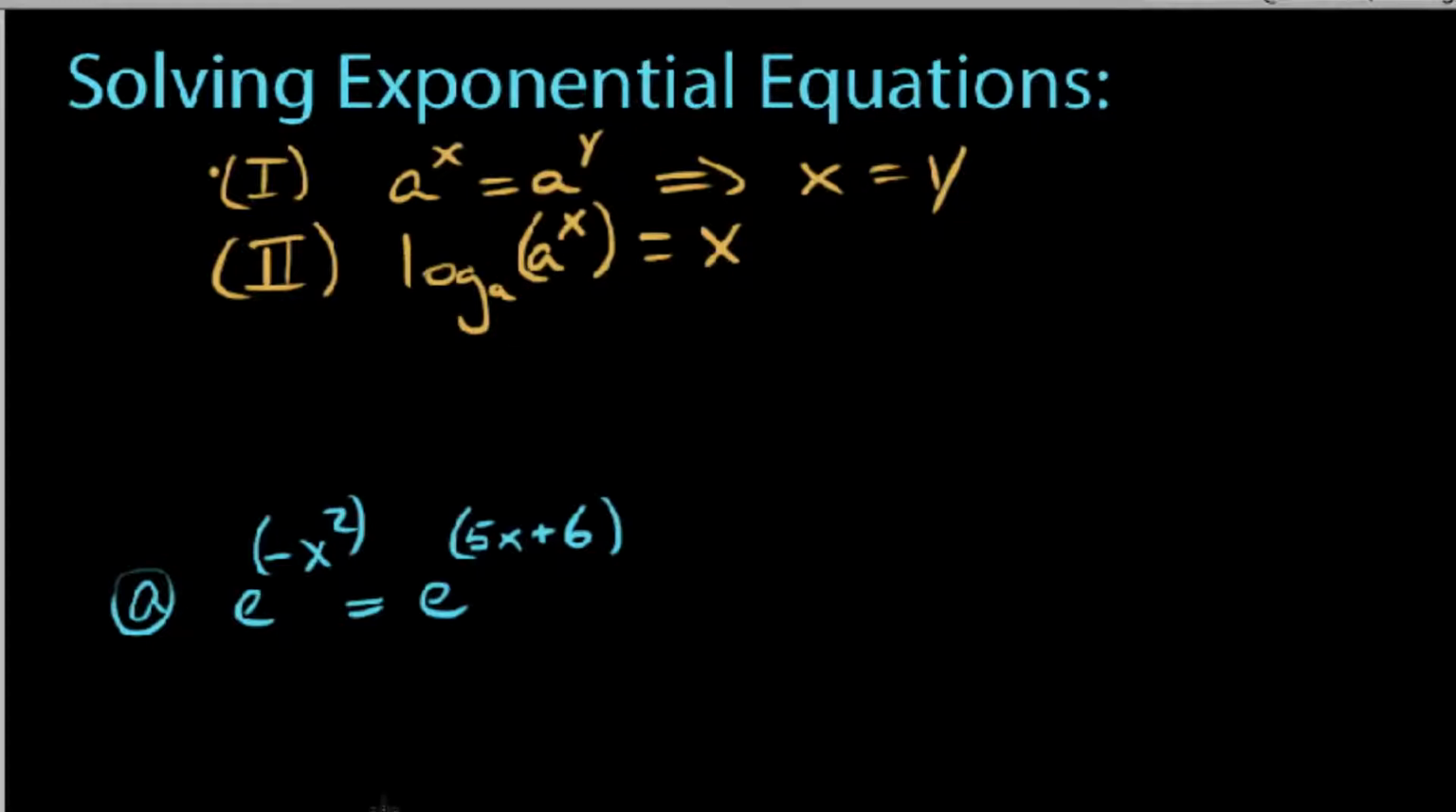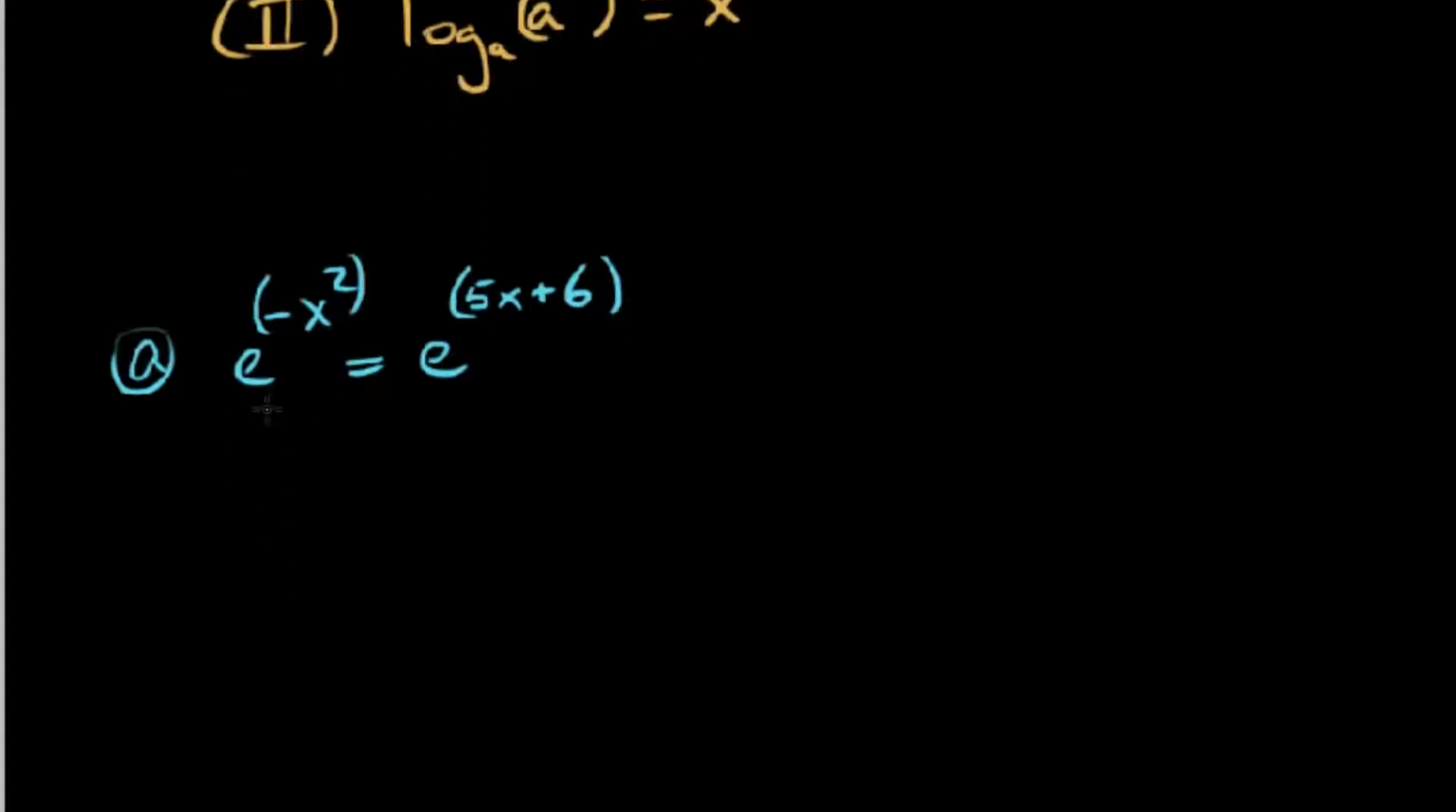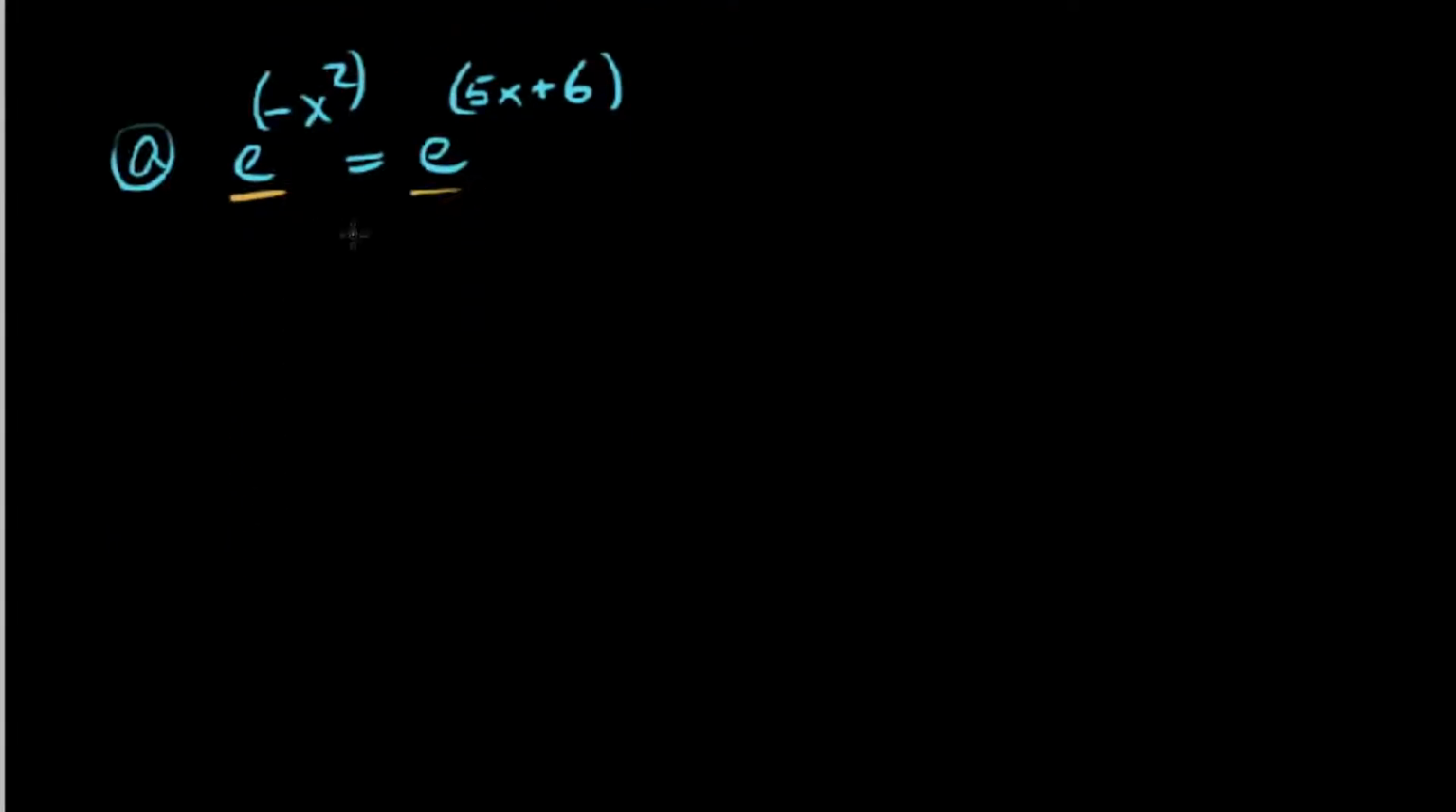So that being said, let's go ahead and take a look at letter A here. It says e to the negative x squared is equal to e to the 5x plus 6. If you haven't already guessed this, this is our one-to-one property. We're basically saying two things with the same bases here. They both have base e. If they are equal, then it must be the case that their exponents are also equal. So we can now determine that negative x squared must be the same thing as 5x plus 6.